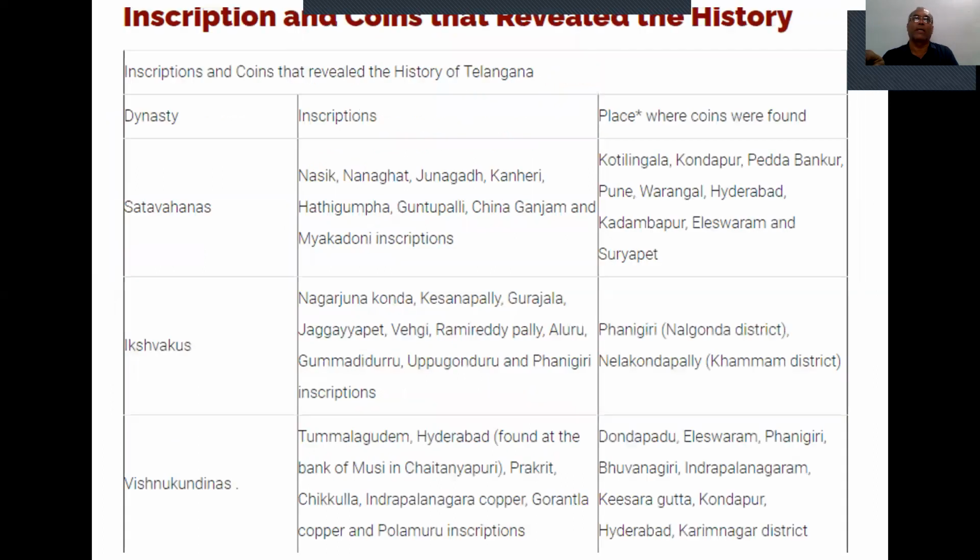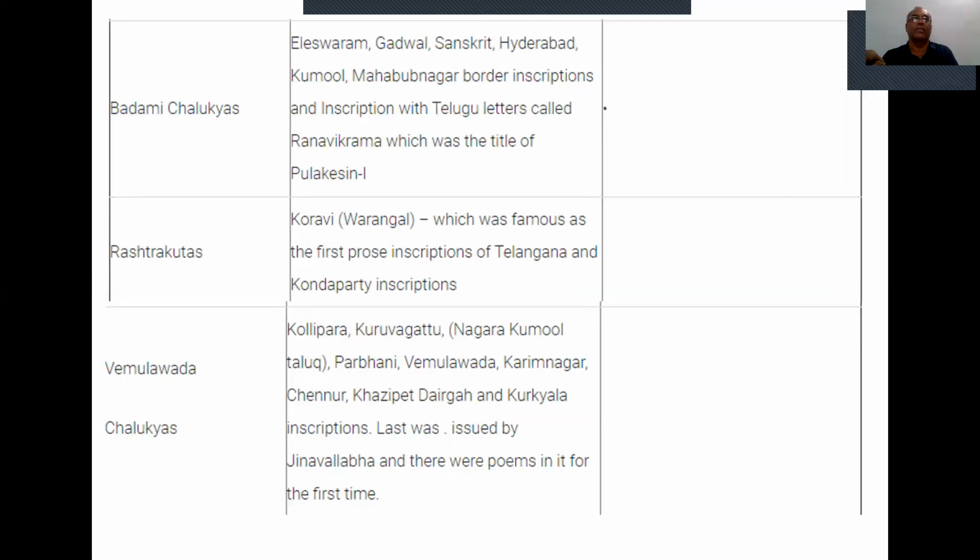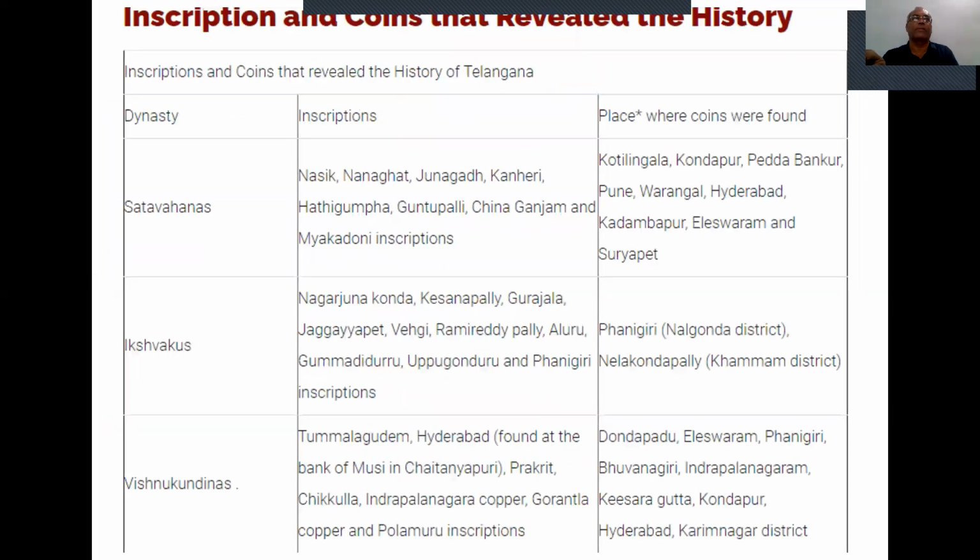I just overlooked the Badami Chalukyas before. Sorry, I made a mistake. After the Satavahanas, after the Ikshvakus, we'll have to discuss the Vishnukundins. There was a slight jump. So after the Ikshvakus, you have the Vishnukundins.